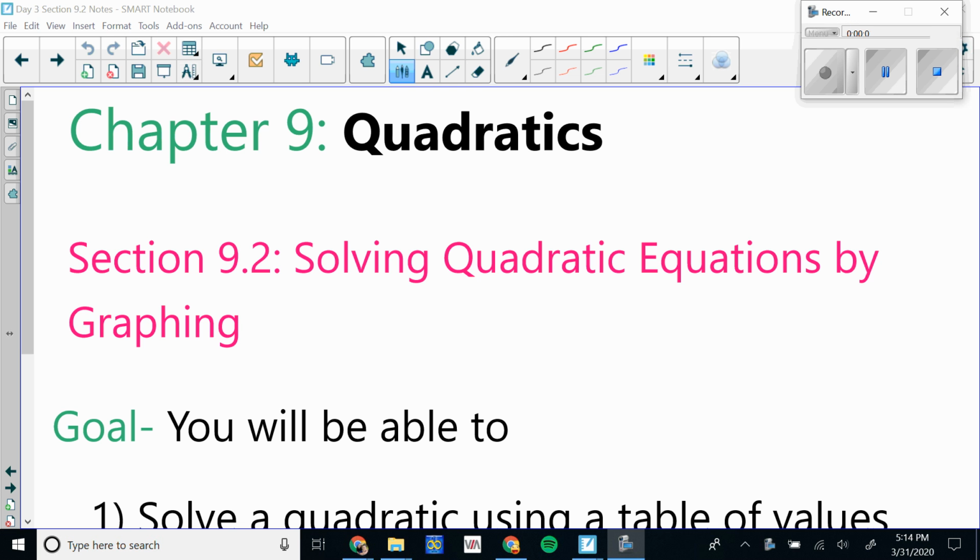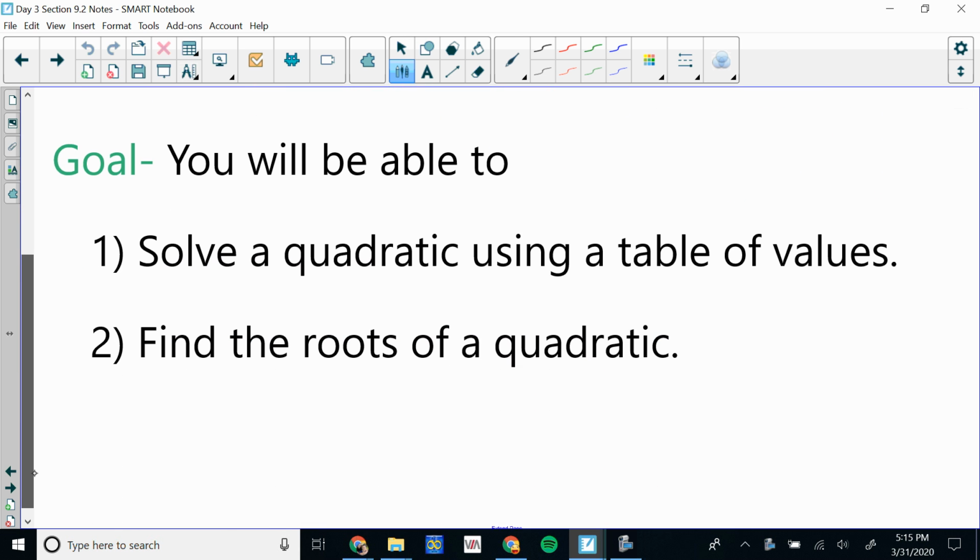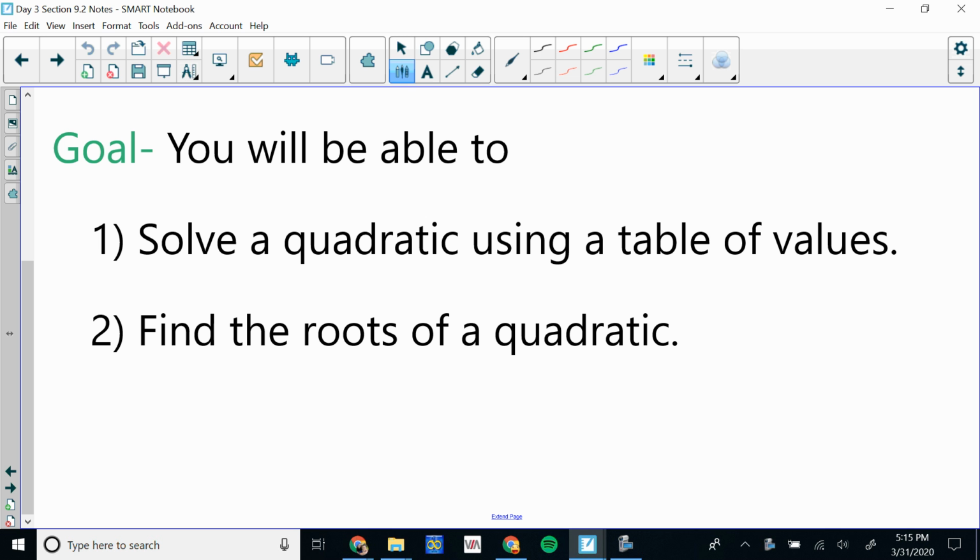Guys, this is chapter 9, Quadratics 9.2, solving quadratic equations by graphing. All right, our goal is to be able to solve quadratic equations using a table of values and to find the roots of a quadratic. Sometimes we call roots solutions.